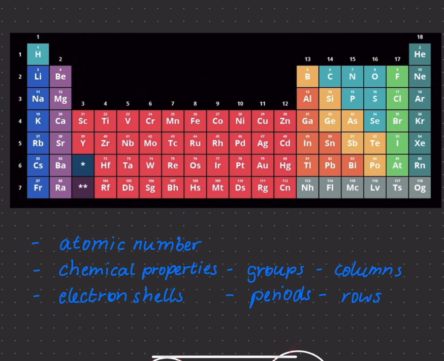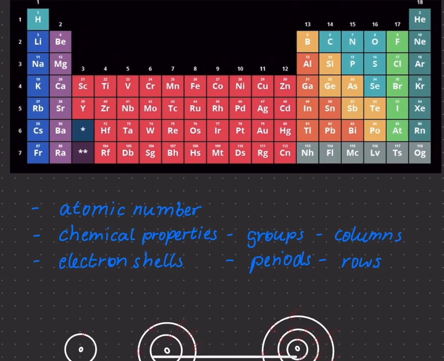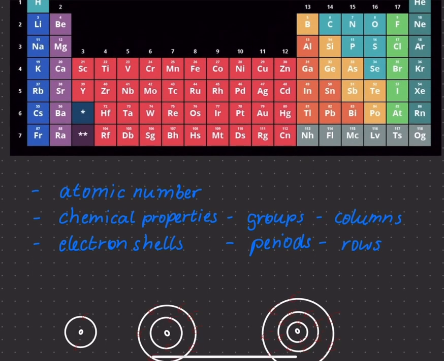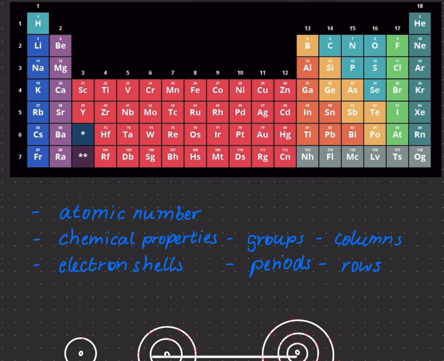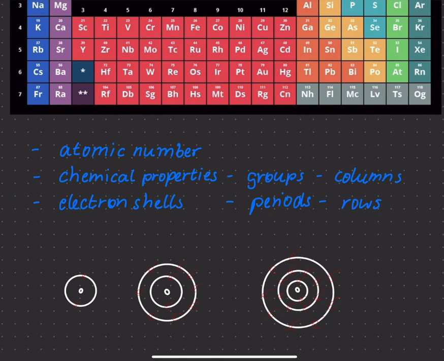The first shell in the periodic table of elements is indicated by this number, the period number, and the first shell, as we already said, can hold 2 until it is completely filled and reaches the noble gas configuration of helium. The second electron shell can hold up to 8 electrons, and the third outer electron shell can hold also up to 8 electrons, like we already indicated here.